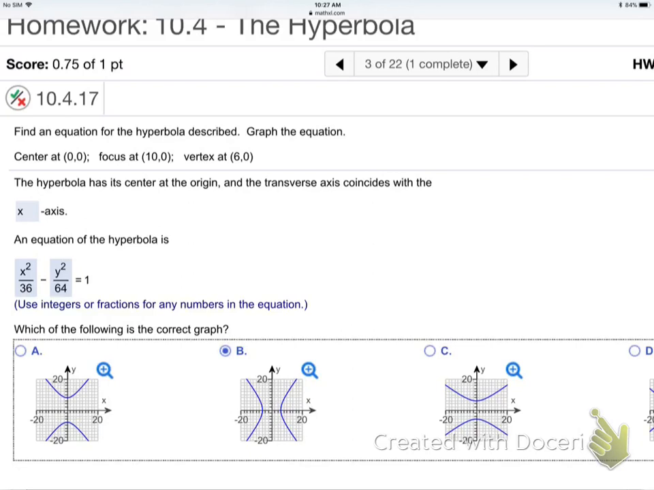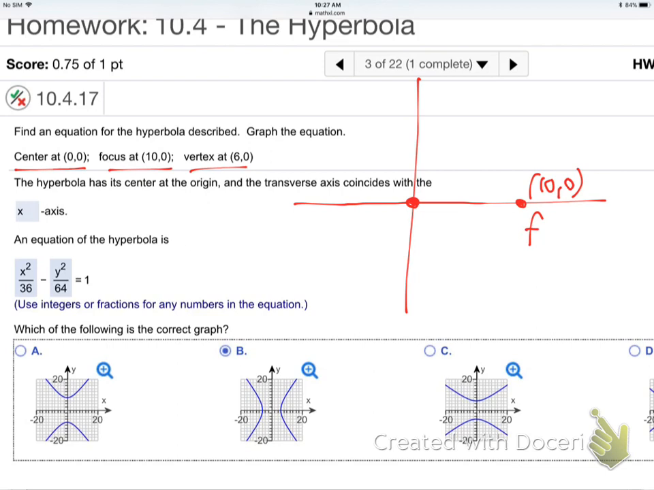Okay, so number 3, the center is at 0, 0, focus, and vertex. Now we're going to try to find the information. Let's put it on a graph. It is always very helpful to us. So the center is 0, 0. The focus is at 10, 0. So I'm going to go over here and put the focus. That's 10, 0. And the vertex is at 6, 0. I'll put it right here. 6, 0. Is that good so far?